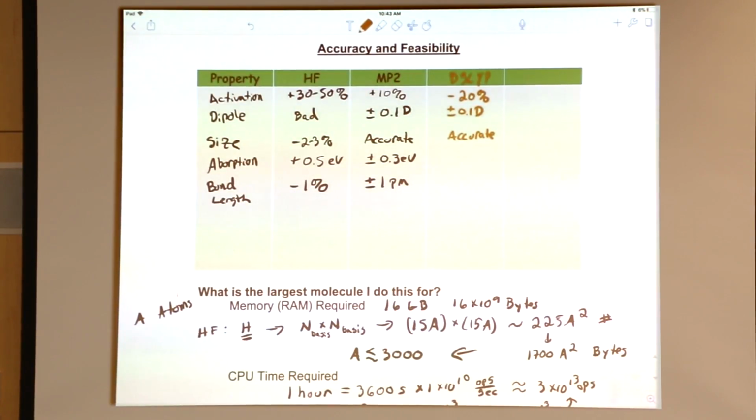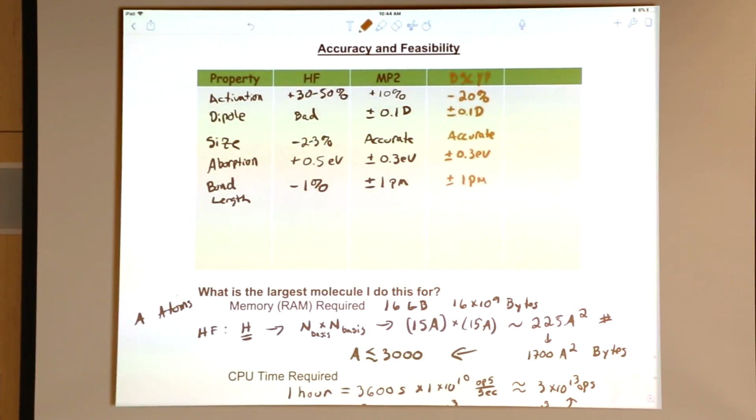My absorption energies are just as accurate as MP2, and my bond lengths are just as accurate as MP2. There are other things, but basically B3LYP is as accurate or more accurate than MP2 for virtually every property you would want, but has Hartree-Fock-like cost. And so that makes density functional theory the workhorse of computational chemistry these days, because it's inexpensive. You can do lots of calculations with it, but it's accurate enough for grunt work.